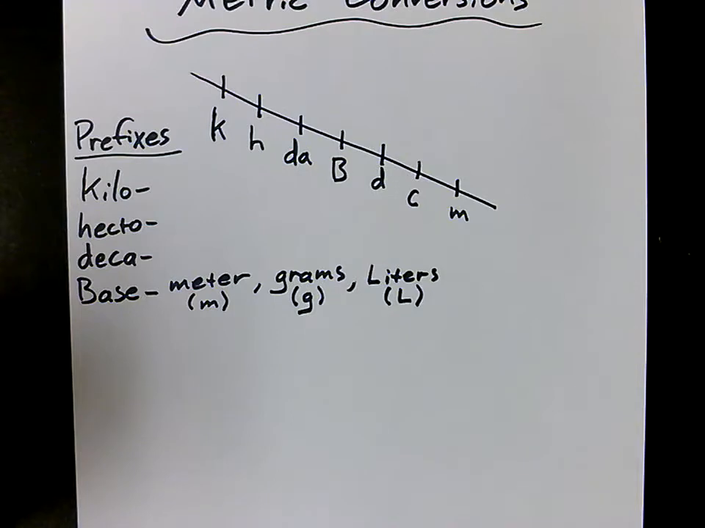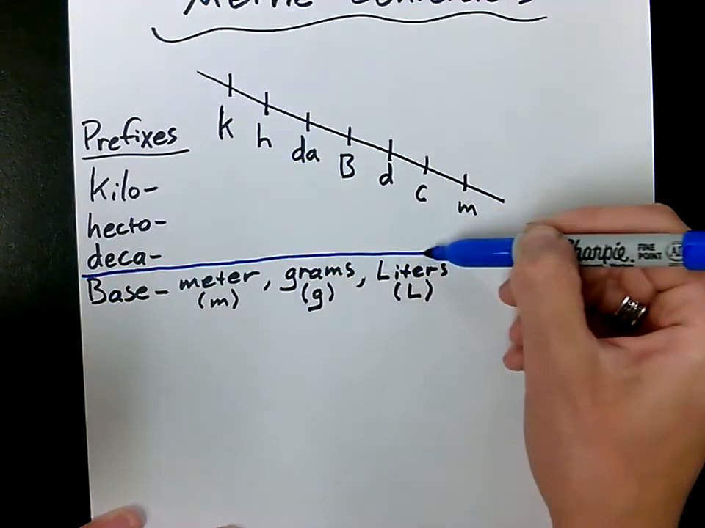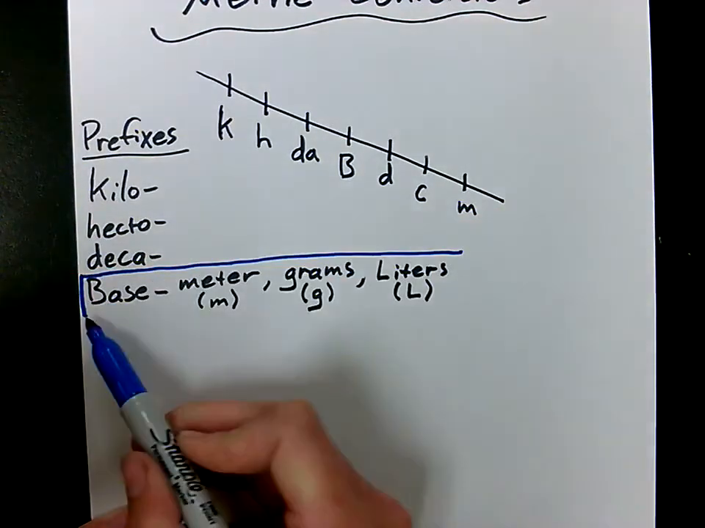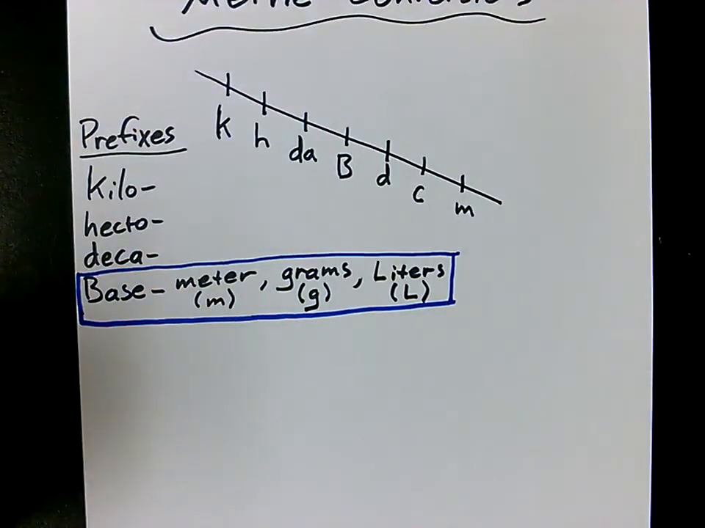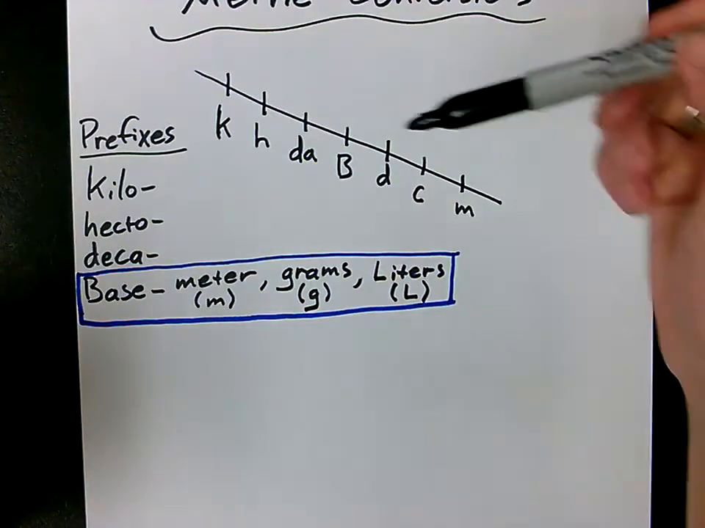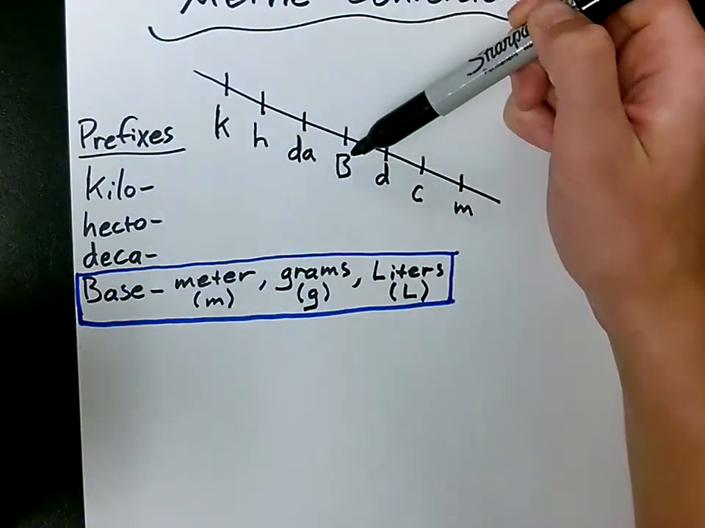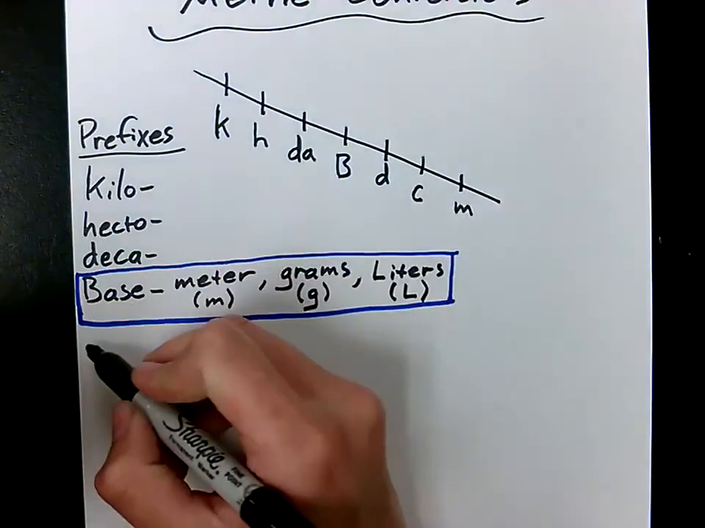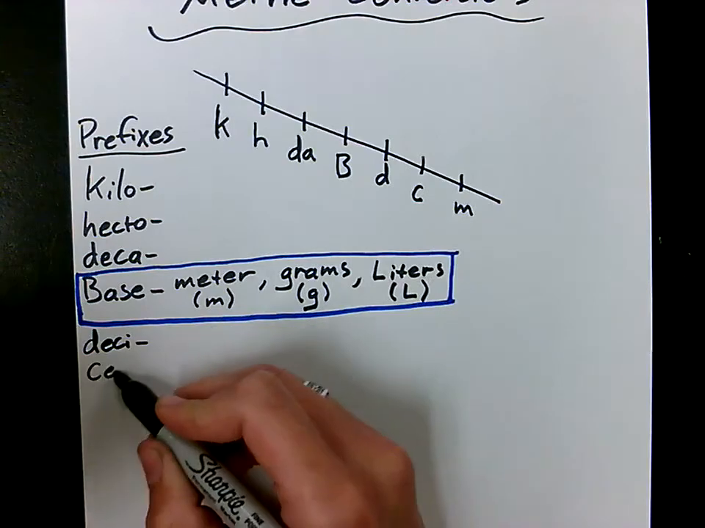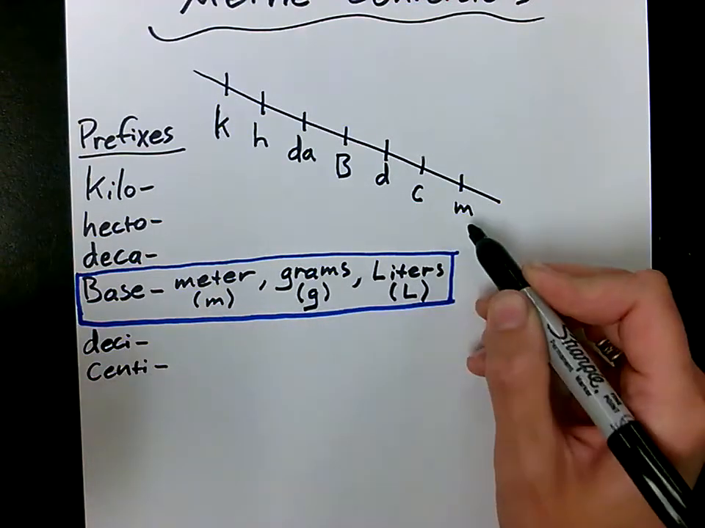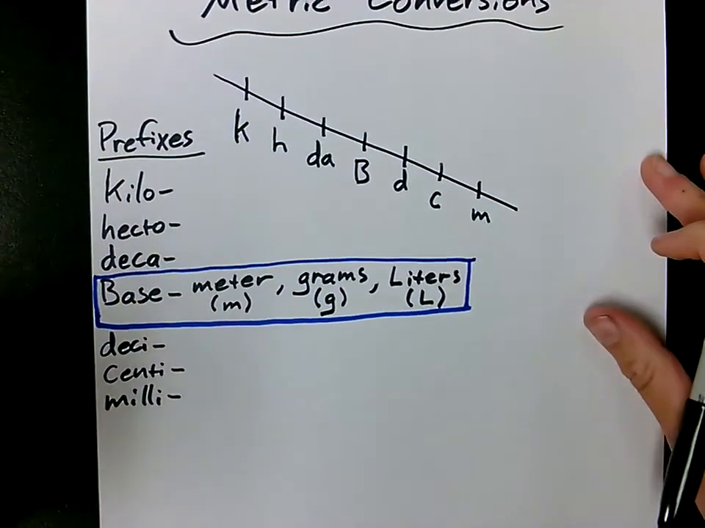If you have a highlighter or any different colored pen, I'm going to put this in a box because we are going to be using this and referencing it a lot. So I want to highlight that that's an important piece of information there. All right, so coming back, we've got our kilo, hecto, deca, and base. Now we need to move on to this D, which stands for deci. We've got centi, and finally milli, M-I-L-L-I. All right. So those are our prefixes.